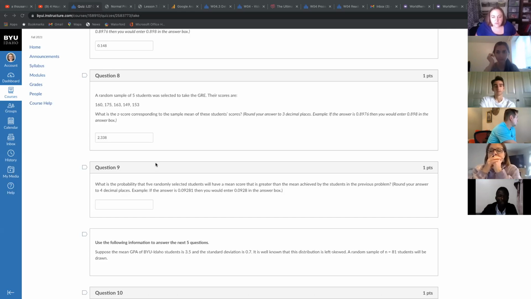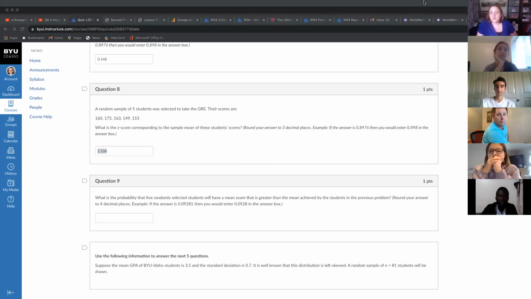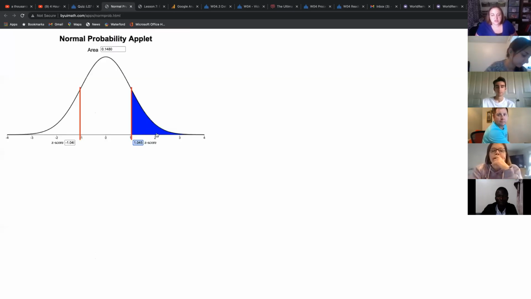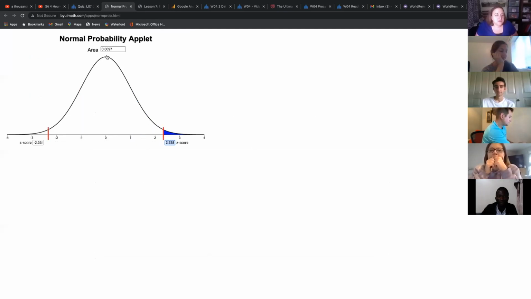I think in this case, we use the applet. Yeah, okay, we have to fill in this figure. With that one, right? Yeah, because that's a Z-score. And for this one, it's just this side again? Right? Yep. Because it's greater than. So 0.0097. Is that right? Yeah.